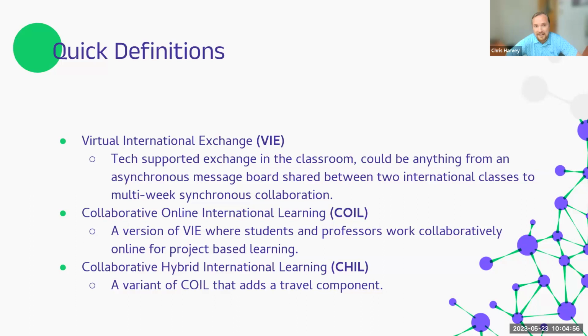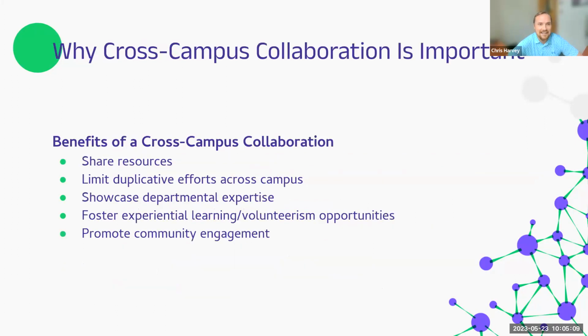And then we're also going to be talking about CHILL, which is a COIL but with a hybrid component, so it has a travel component added in. If you see acronyms pop up, those are what we're referring to. It does get confusing, so just ask at any time. Yeah, we get confused. Teresa and I have been doing this for about 3 years together now, and still there are times where we're fumbling over our various acronyms.